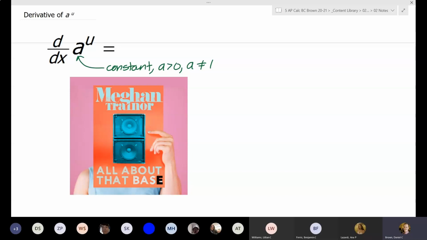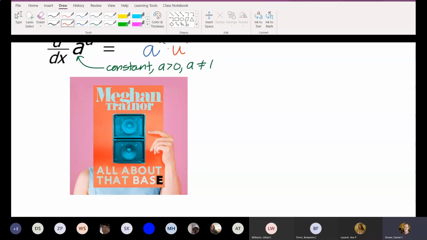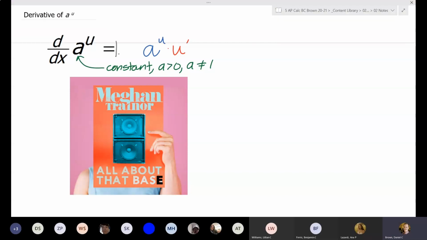The derivative looks very similar to e to the u, so we still bring across it exactly as we see it. We still have the chain rule. The only thing added to it is we're going to multiply by the natural log of a in front. Technically, this is the same rule you have for e to the x, because the natural log of e is just 1, but whenever your base is something other than e, this is going to be the derivative rule that you use.